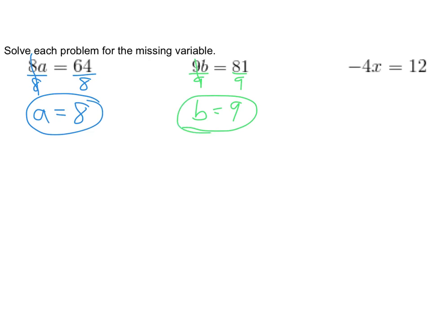Go ahead and pause the video, solve the last one on your own, and then hit play and see how you did. So for negative 4x equals 12, you should have divided both sides by negative 4, giving you an answer of x equals negative 3.